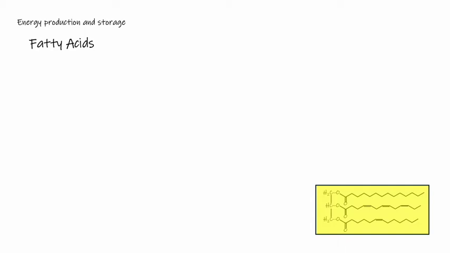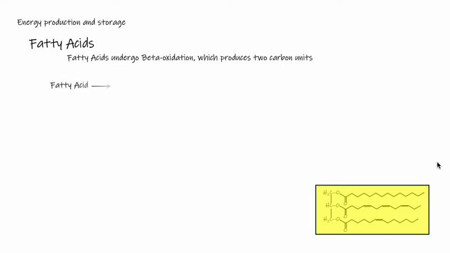Now let's compare that to fatty acids. So fatty acids undergo a process called beta-oxidation. And beta-oxidation essentially takes these long fatty acids and is going to end up breaking them into 2 carbon units. So fatty acids go through beta-oxidation, that produces these 2 carbon units, and then the 2 carbon units are going to be shuttled through the TCA cycle, which will then send its products through oxidative phosphorylation.